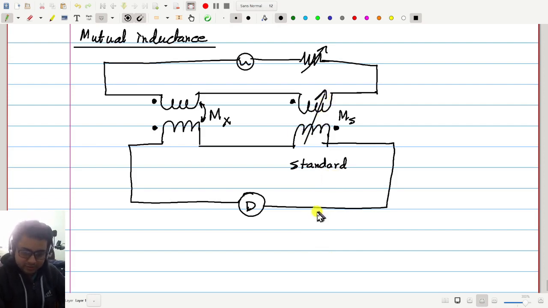Now, can you guess what we are going to do? We are going to vary this until and unless we get null deflection. And when we get null deflection, that means these two mutual inductances are equal. So by reading the value of MS, we can get MX.